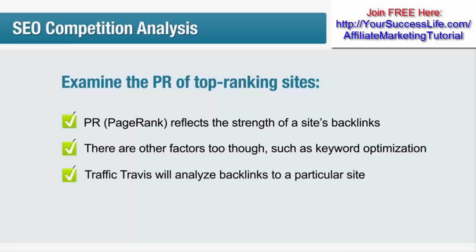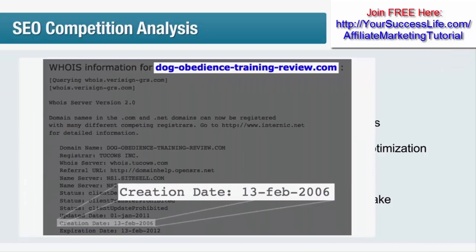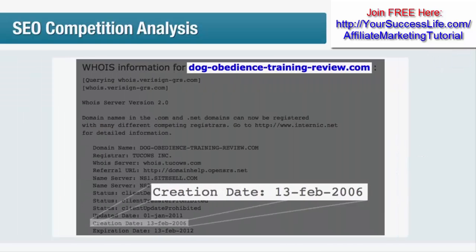Use Traffic Traverse to analyze the backlinks to a particular site. If there are thousands of backlinks, with many coming from PR5 plus sites or .edu sites, then it makes it harder. If they're all using your keyword in their anchor text, then it's harder again. If all the sites on the first page of Google are PR6 plus with lots of good backlinks, you may have a pretty tough time ranking well for this keyword. Another thing to check is the age of your competitors' domains, using a Whois tool to check the creation date.